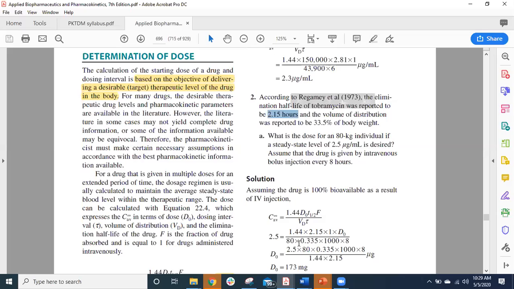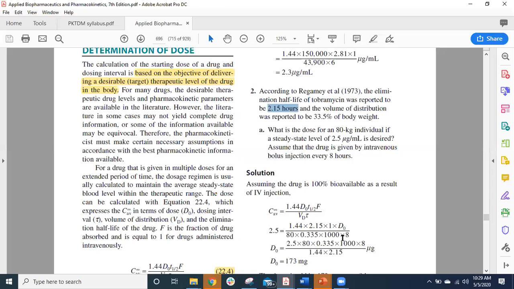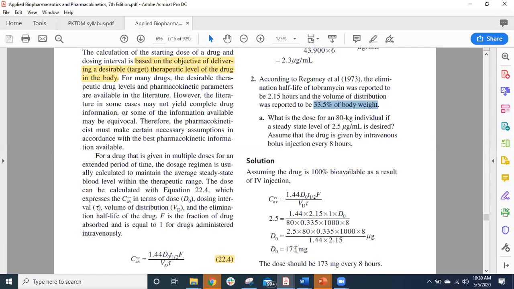And then the distribution you have, and then you have to calculate the volume. Every 8 hours is the duration, okay, and this is the way to calculate the volume of distribution, because here it's an 80 kg individual, and 33.5% of the body weight is the volume of distribution. It is reported from literature. So if you do that, the D0 is calculated to be 173 milligram.